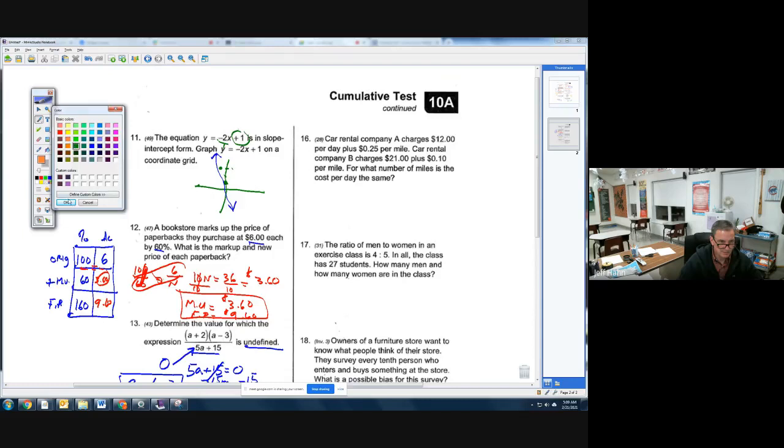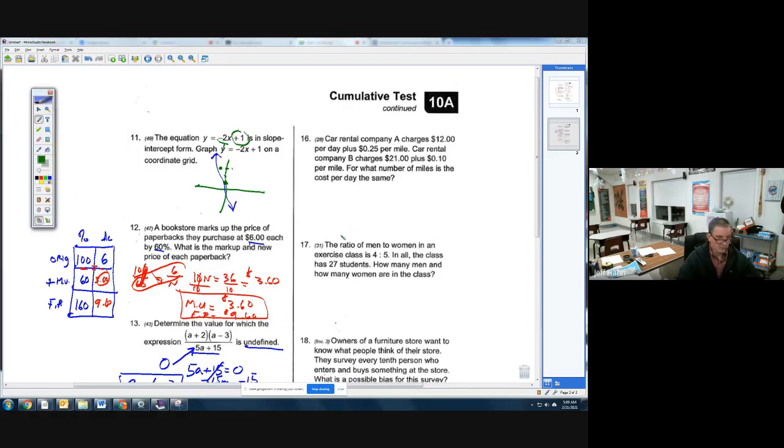This one is probably a little more difficult. If we read the problem, car rental company A charges $12 per day plus 25 cents per mile. Car rental company B charges $21 plus 10 cents per mile. For what miles is the cost per day the same? It's a beautiful thing, ladies, but here's what you have to understand. I am looking for when their costs are the same, which means I am looking for when their prices will be equal.